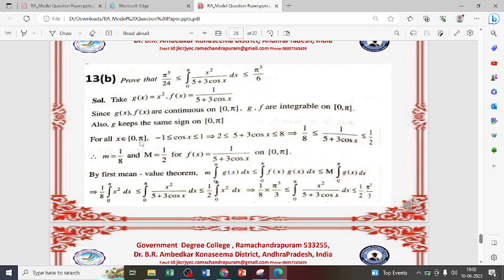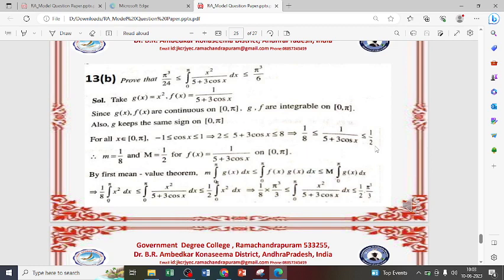For all x belonging to [0, pi], we have the cos x value lies between minus 1 and 1. So multiply this inequality by 3. That means minus 3 is less than or equal to 3 cos x, less than or equal to 3. Now add 5 to that. So 5 minus 3 becomes 2: 2 is less than or equal to 5 plus 3 cos x, less than or equal to 3 plus 5, that is 8. So take the reciprocals: 1 by 8 is less than or equal to 1 by (5 plus 3 cos x), less than or equal to 1 by 2.